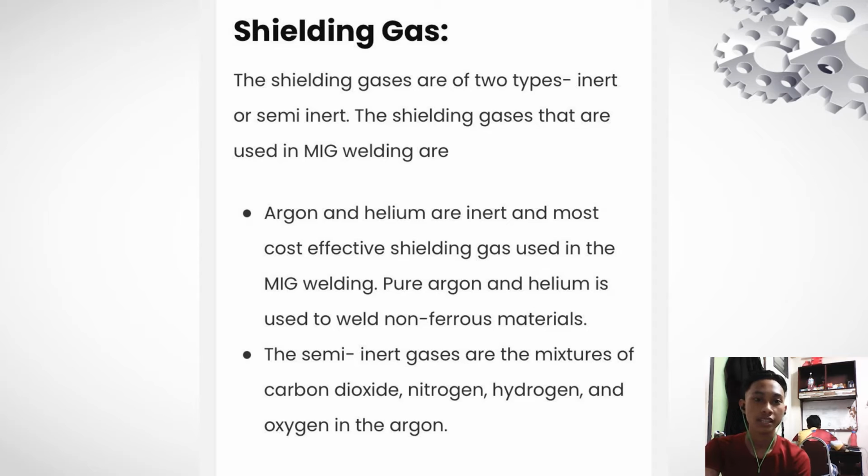Okay, shielding gas. The shielding gases are two types, inert or semi-inert. The shielding gases that are used in MIG welding, argon and helium, are inert and the most effective shielding gases used in MIG welding. Pure argon and helium are used to weld non-ferrous materials. The semi-inert gases are a mixture of carbon dioxide, nitrogen, hydrogen, and oxygen in the argon.